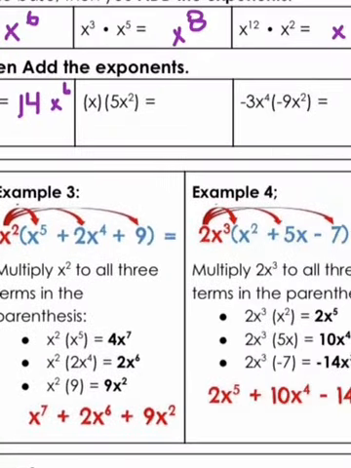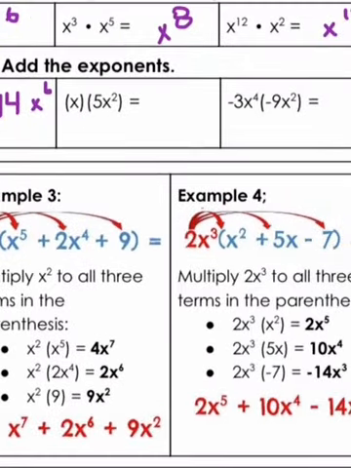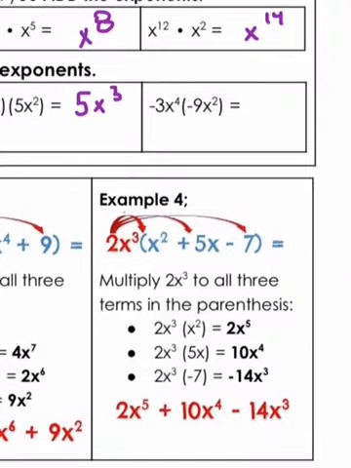All right, and the next one, there is a 1 right in front of that x. So 1 times 5 is 5, and x to the third. And then we have negative 3 times negative 9, which is a positive 27, x to the 6th.